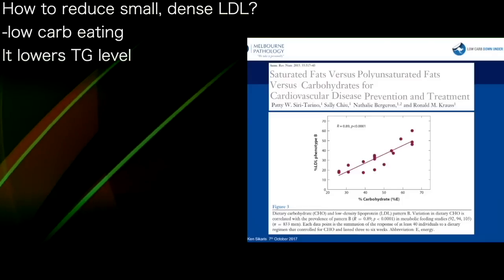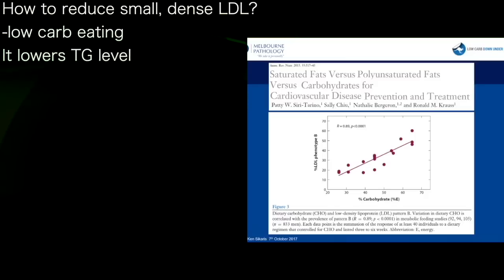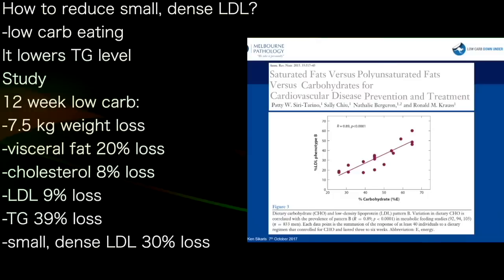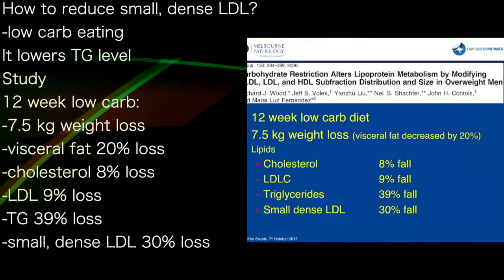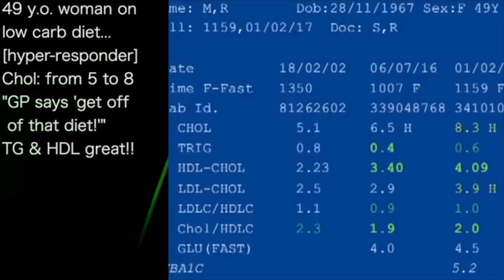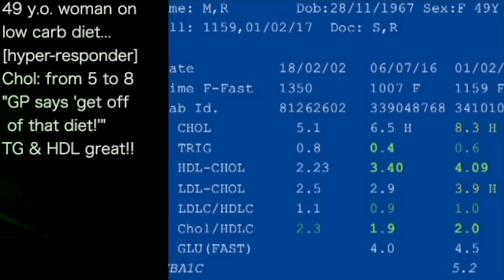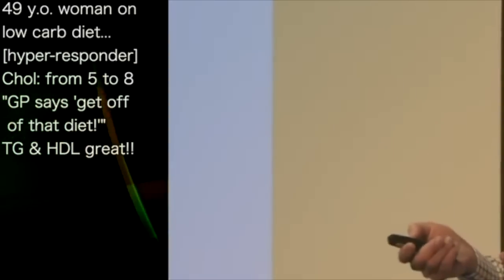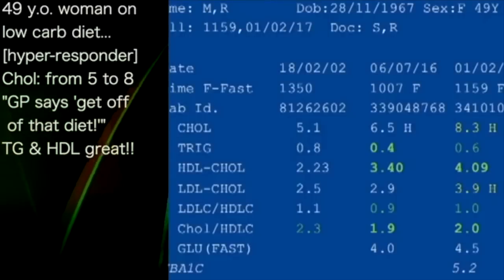Now what can we do to reduce our small dense LDL? A low carbohydrate diet. Because a low carbohydrate diet lowers your triglyceride levels. And just one of the many, many studies, Jeff Volek saying that what the diet does better than anything is reduce small dense LDL and triglycerides. Cholesterol, she went onto the low carb diet. Cholesterol went from, she's a typical hyperresponder, 5 to 8. The GP's mad: get off the diet, you're going to die. But look at her triglycerides, look at her HDL, fantastic.